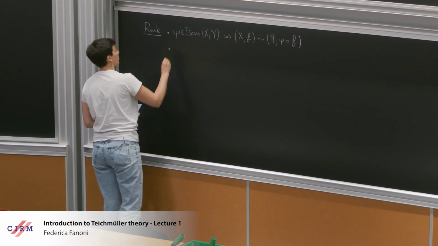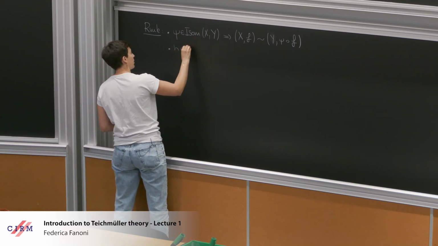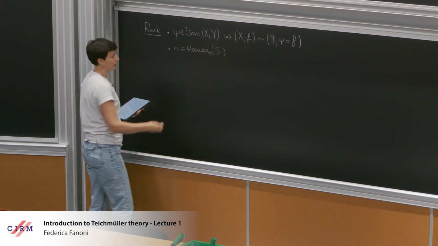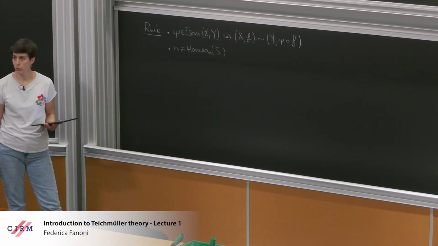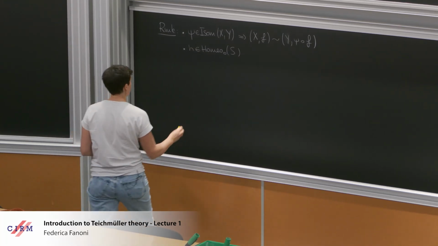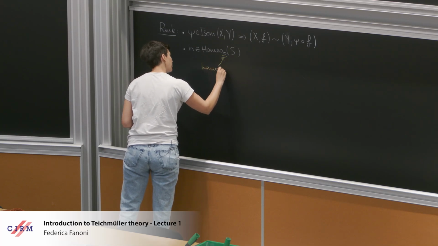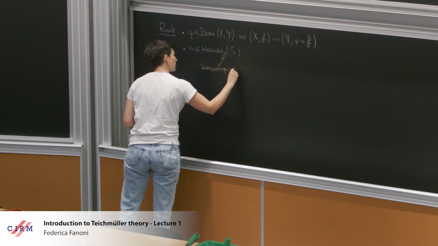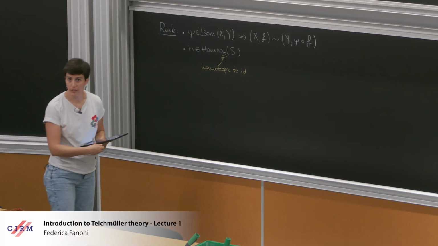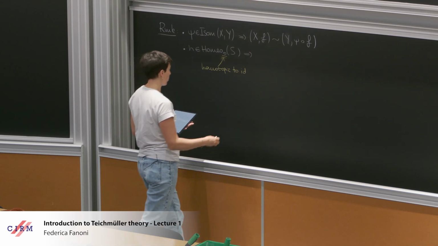But we allow some wiggling. So the other thing is that if you look at something that's a homeomorphism of the surface, which is homotopic to the identity, then there's another way of constructing things that are in the same class, which is precomposing with this homeomorphism.